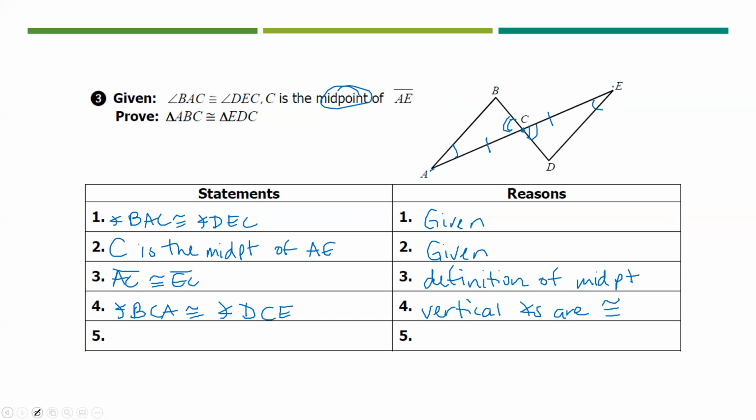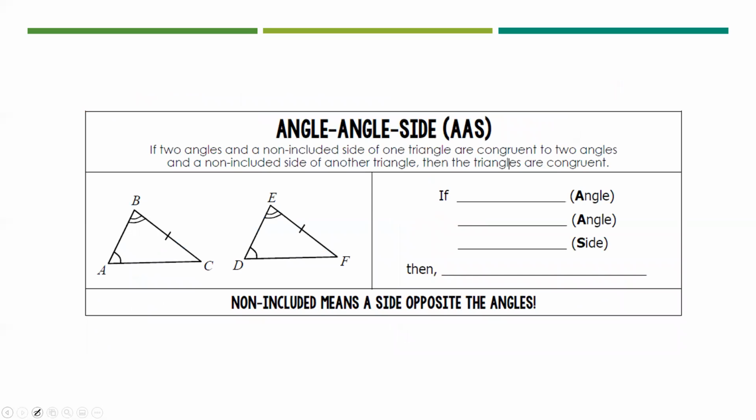Now I have 2 sets of angles congruent to the other triangle and the side in between. So I'm allowed to say that triangle ABC is congruent to triangle EDC by angle, side, angle. All right, so now there's another shortcut. This shortcut is called angle, angle, side. If 2 angles and a non-included side of one triangle are congruent to 2 angles and a non-included side of another, then those triangles are congruent.